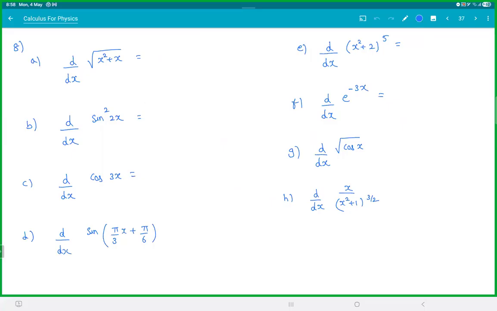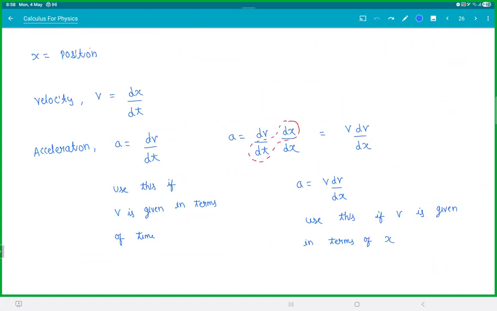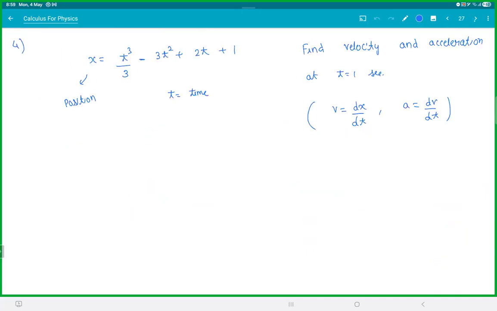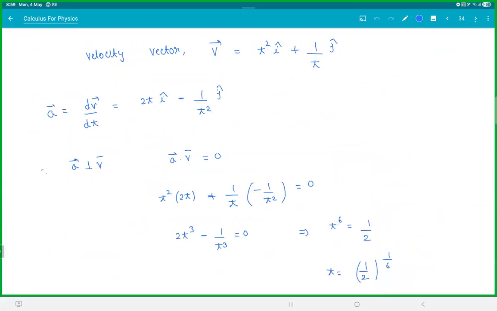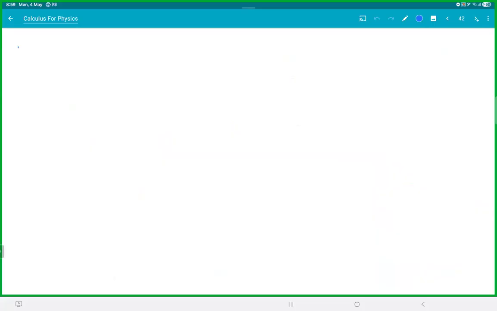So when to use which one depends on what you're giving. If you have given me the velocity in terms of t, I'll use dv by dt. If you give me velocity in terms of x, I'll use v dv by dx. Great. Let's do a question on this then. Let's say x is equal to 1 by root over t plus 1. Find velocity at t is equal to 1 second.